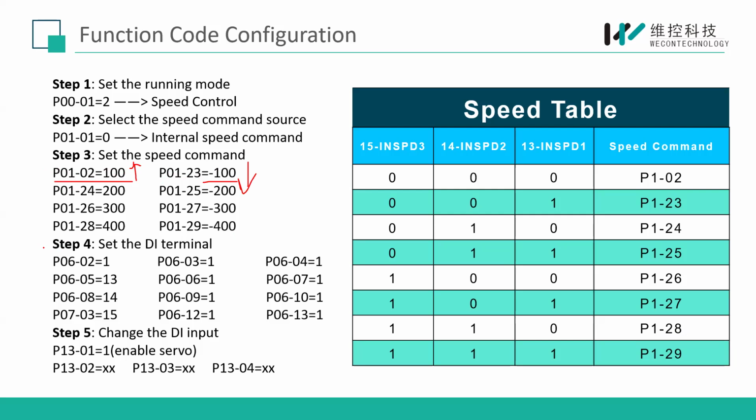Then step 4: configure the DI terminals and enable switches. If we need to use the virtual terminal to switch, we need to set the P13 group function parameter to control the corresponding DI terminals. So for this code corresponding, if you have any question.